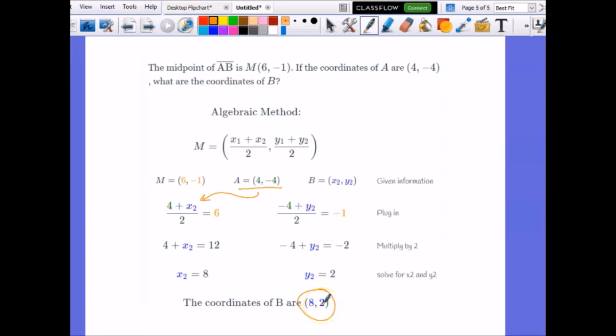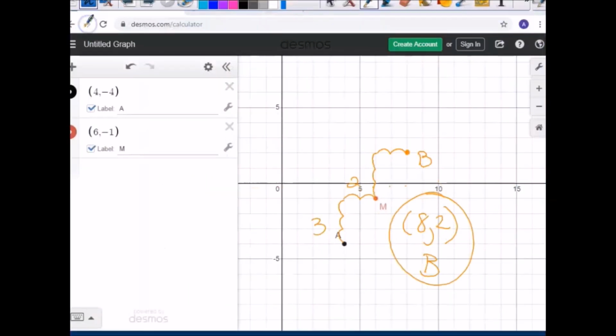So there you have it, folks. Simply use Desmos. If you can use Desmos and just count your slope, rise over run, you'll get to the other endpoint. All right? This is big time math.